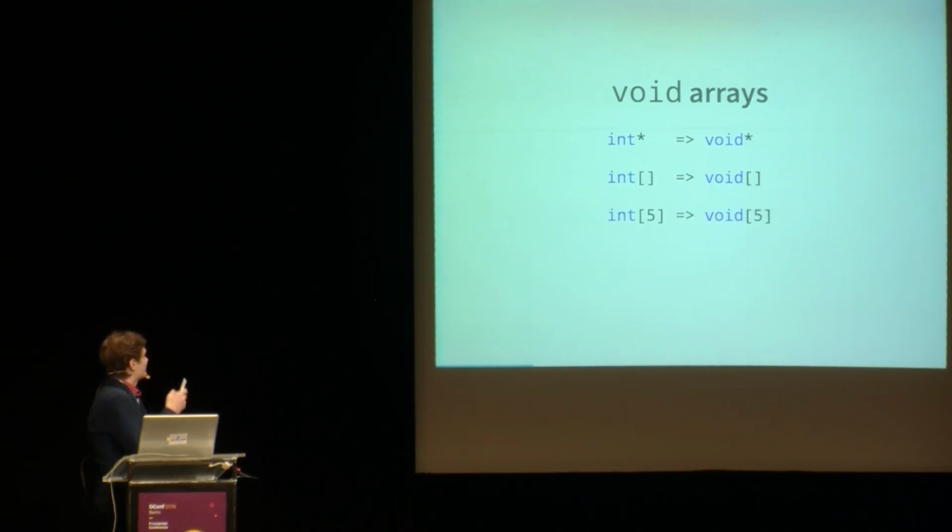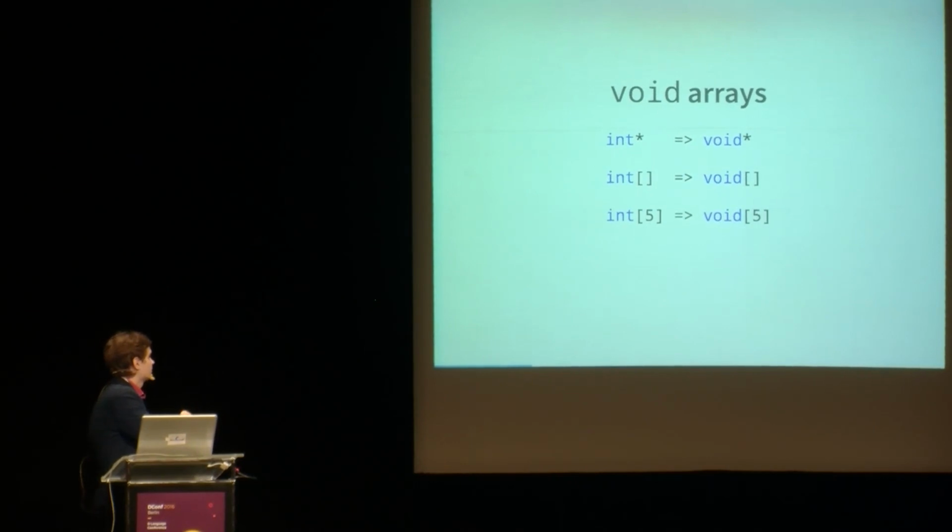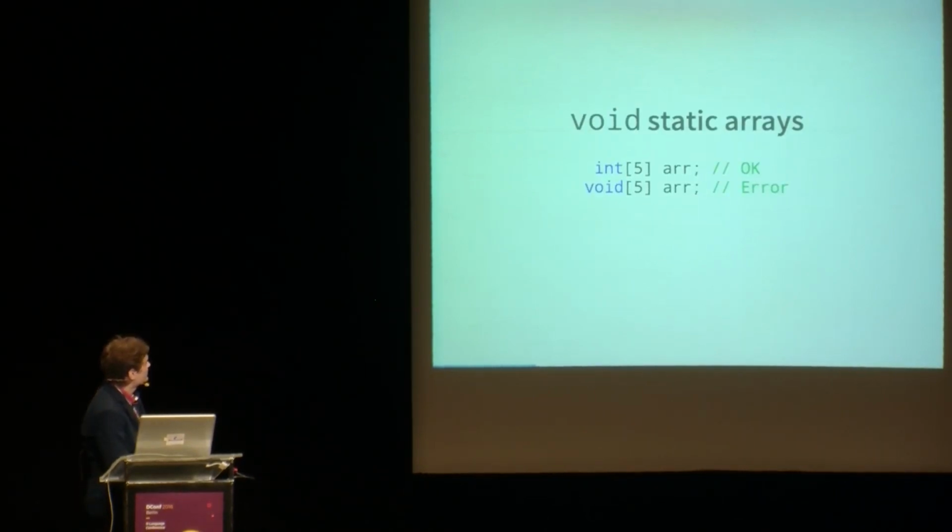Even though you can have static void arrays, because if you can have a dynamic array of int, you can have a dynamic array of void, and if you have a static array of int, you can have a static array of void, however, if you actually try to use them, you get an error. There's something missing in this slide. Who knows? Nobody knows. Awesome. This is a secret you've learned today.